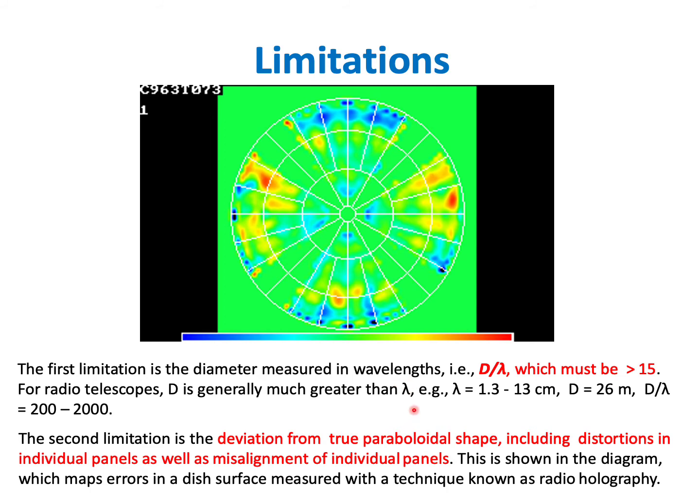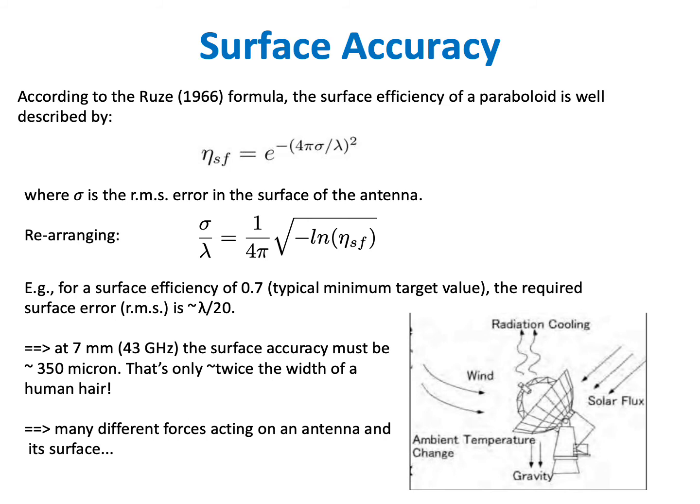Also, the second limitation is deviation from a true paraboloid. This pretty much comes down to surface accuracy. So here's a holographic measurement. You can see the areas that are green are where the surface matches a theoretical paraboloid, but in other areas it's deviating from a paraboloid. So these are errors in the surface, and those errors affect your pointing and how good your images look.